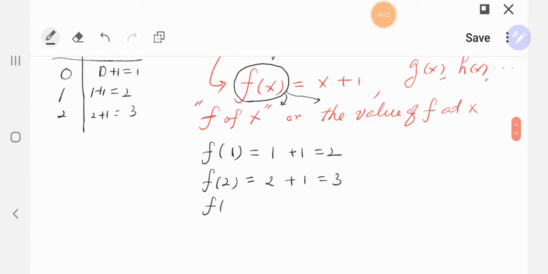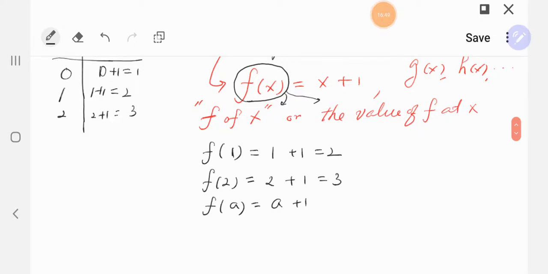So if you're given an input, why don't we give an input a? Then this will be a plus 1. Can you see it? So just replace the variable x with the given input value. That's it. That's the function. So we have only one output for each input. We cannot have more than one output for one input.